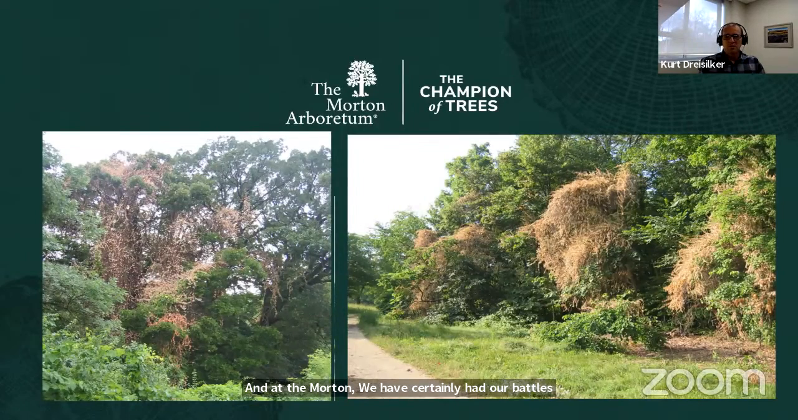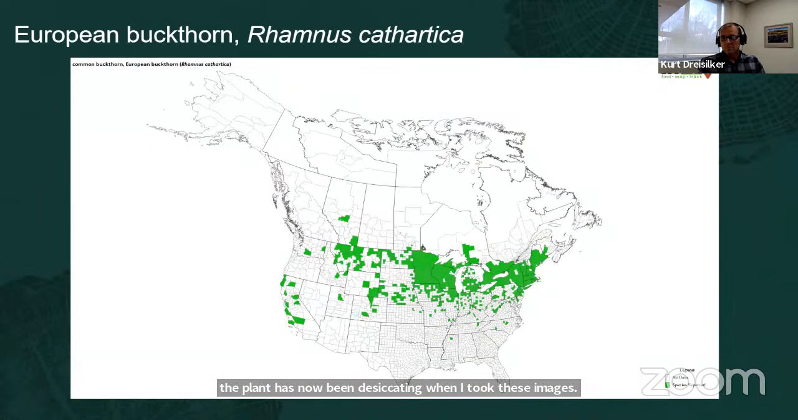You can see some images where the vine has grown into some of the tree canopy across our property. And you can see the severed limbs, severed vines, where the plant has now been desiccating when I took these images a number of years ago. So this plant has become invasive. Now, we recognize it as an invasive species.